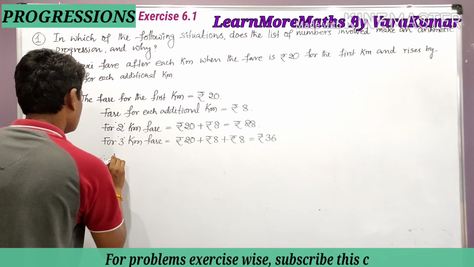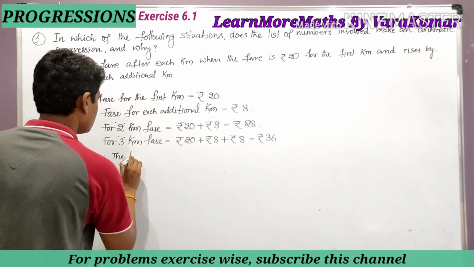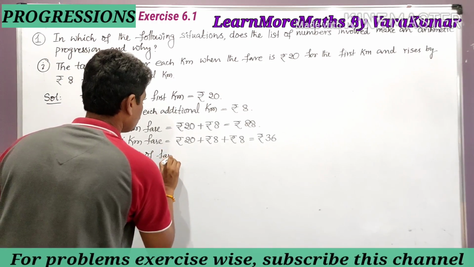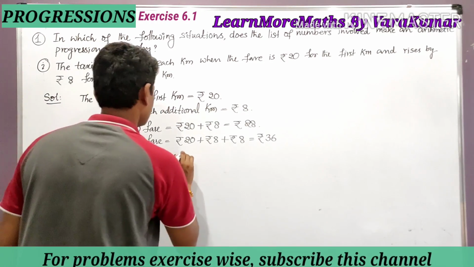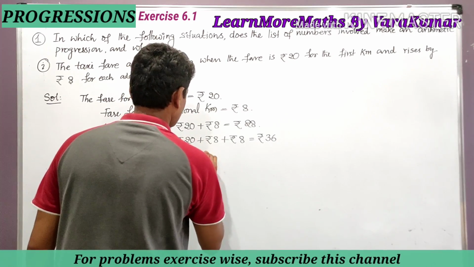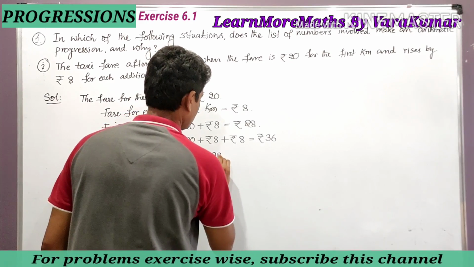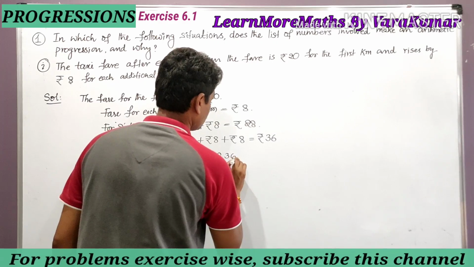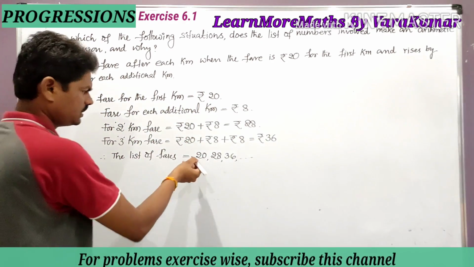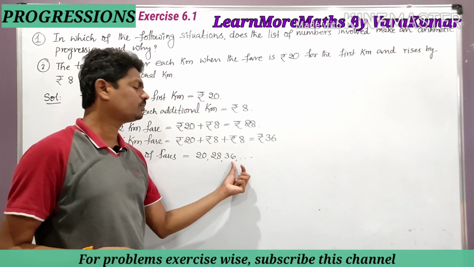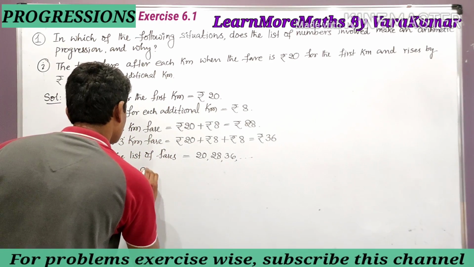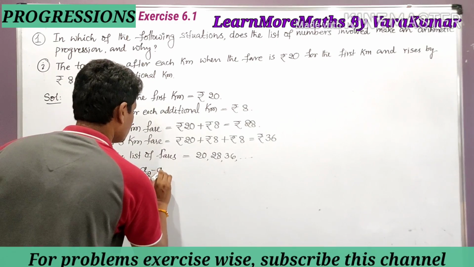Therefore the list of fares is rupees 20, 28, 36 and so on. So here this is the first term, second term, third term and so on. Now we have to check whether it forms an AP. We have to find the common difference.